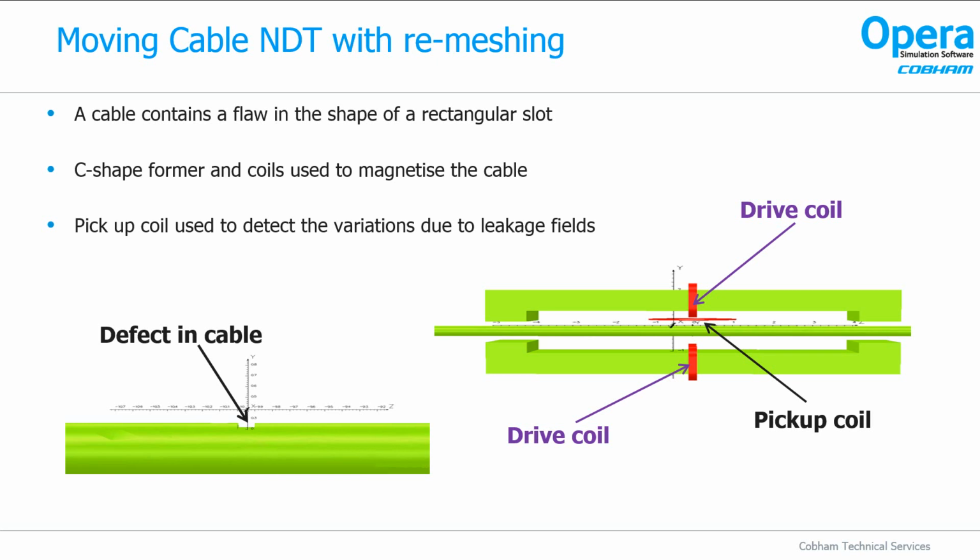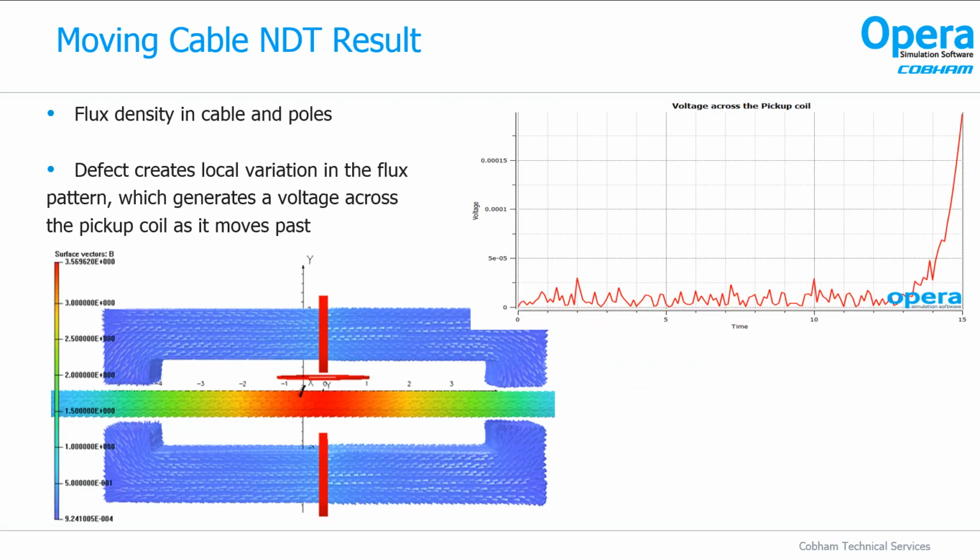To induce the magnetic field, we're using two C-shaped formers with drive coils, and then a third coil acts as a pickup. Because the cable is moving relative to the drive coils and pickup coil, we'll solve the problem using a transient technique, whereby the cable with the defect is driven between the formers, and we generate output at several points in time. In between each of these time steps, as they're called, Opera 3D will automatically remesh the problem to ensure that we retain a quality, undistorted, and hence accurate mesh.